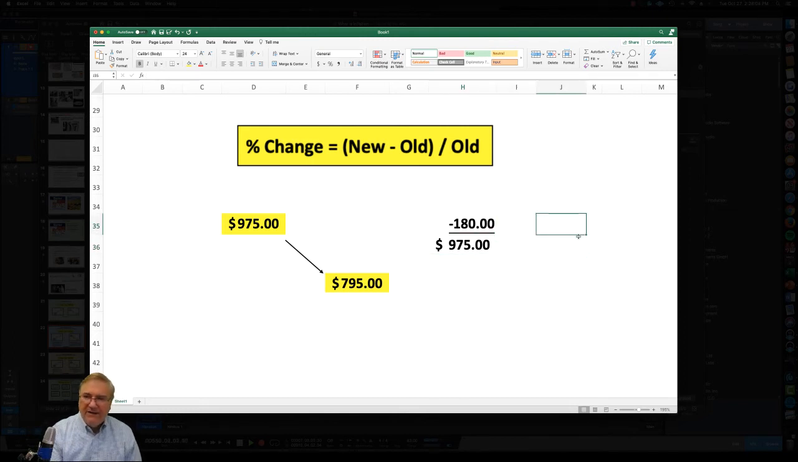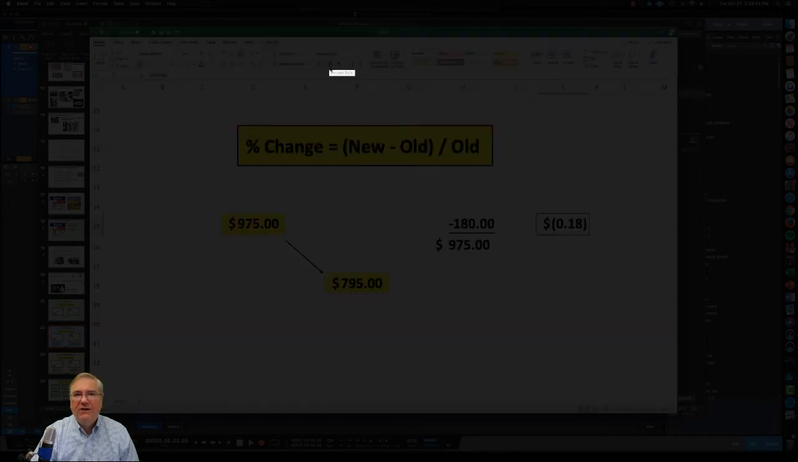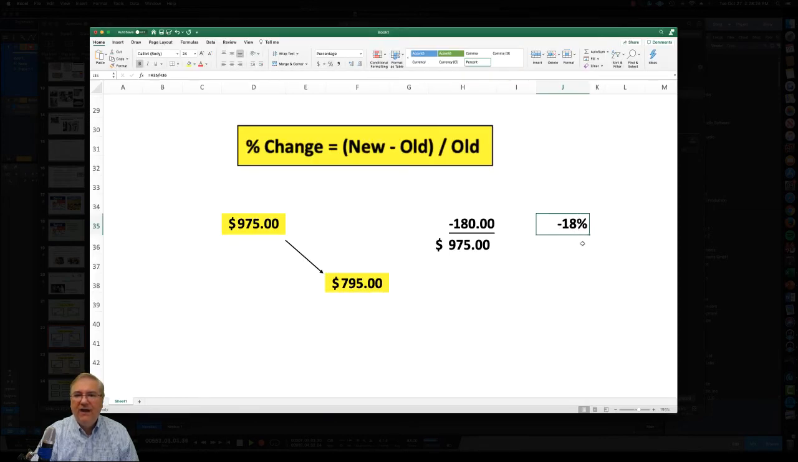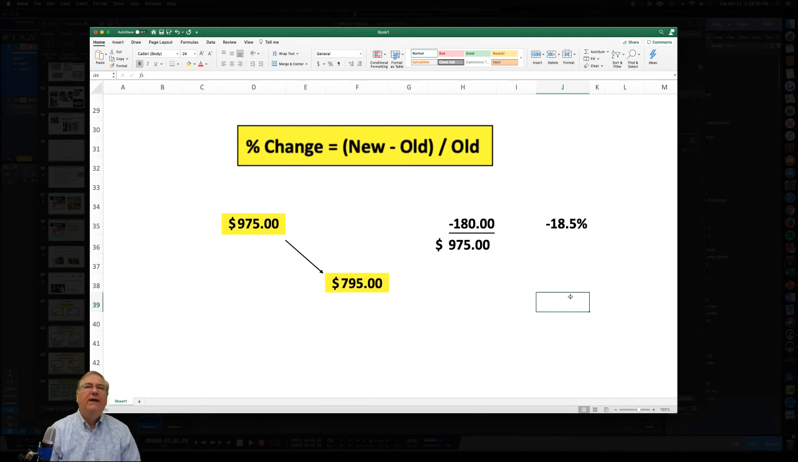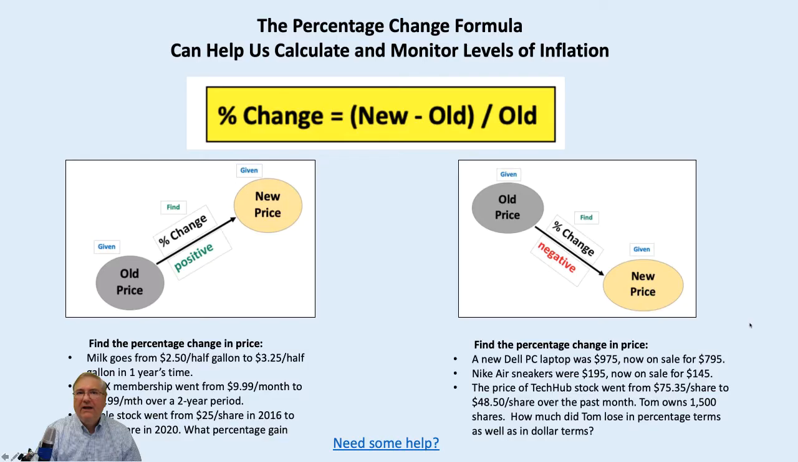So let's type that into Excel. Equals the numerator divided by the denominator. Now notice that this is in dollar format and it should be in percentage format. And so once again, to change the format to percent, just click on the percentage icon here in Excel and you get negative 18.5%. So the price of the laptop dropped negative 18.5% in price. And you could calculate the Nike Air sneakers sale price as well using the same technique.